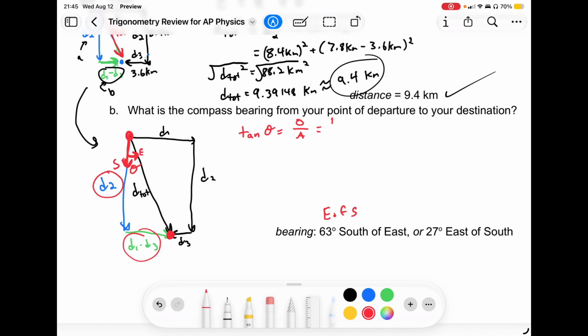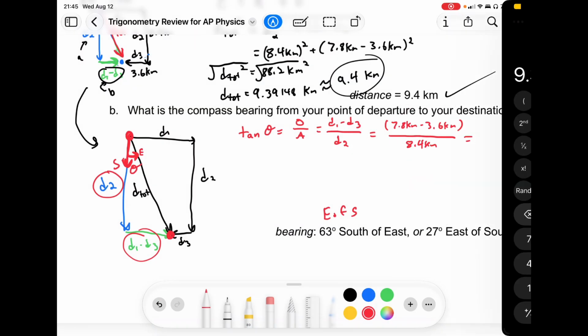So our opposite this time will be D1 minus D3, the side that's opposite of our angle. And then the side that is adjacent to our angle will be that side that is made of just D2. So we can plug in numbers from there, 7.8 kilometers minus 3.6 kilometers for D1 minus D3 divided by D2, which was 8.4 kilometers. And then we can get a number for that. And we'll need our calculator. We'll see if the calculator wants to cooperate this time. I think it is.